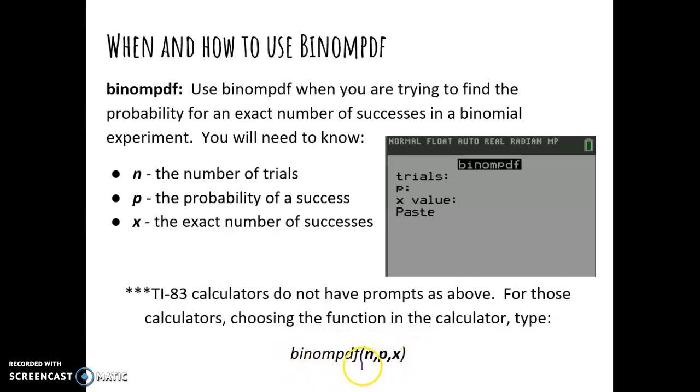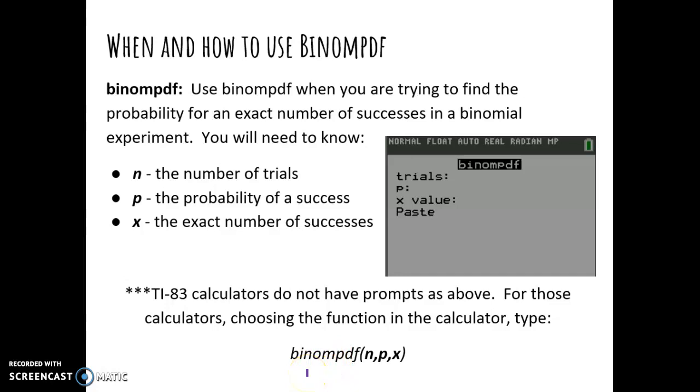When you do binom PDF, you need to know that you need to type in an N, comma, P, comma, X. And those would be numbers, not the actual letters. You're going to actually type in the numbers that represent those for each probability question that you're going to do.